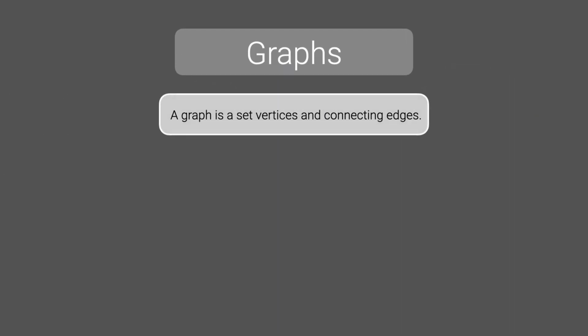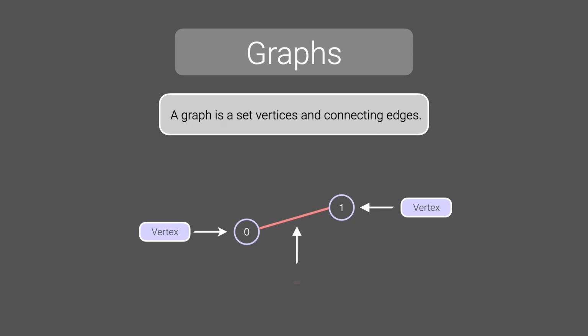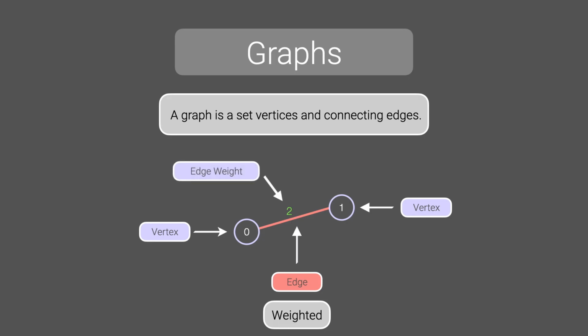So a graph is simply a set of vertices and its corresponding or connecting edges. So taking a look at the diagram below, each circle represents a vertex, and the red line between them represents an edge. Now, as you notice, there's also a number here, and this number is what's known as an edge weight, and it often represents the cost of traveling along that edge.